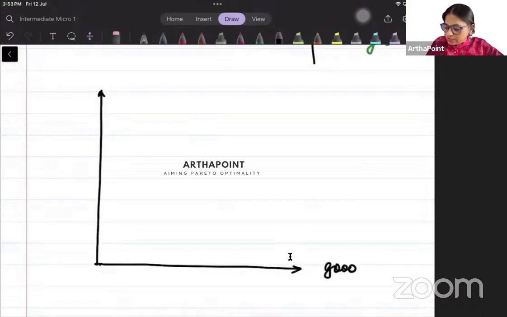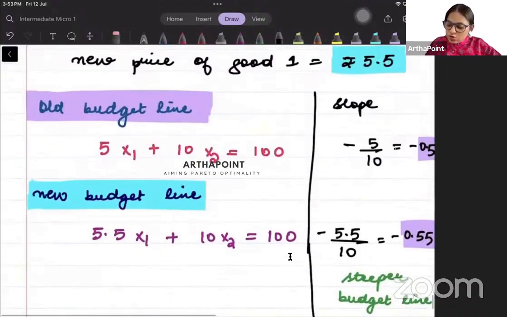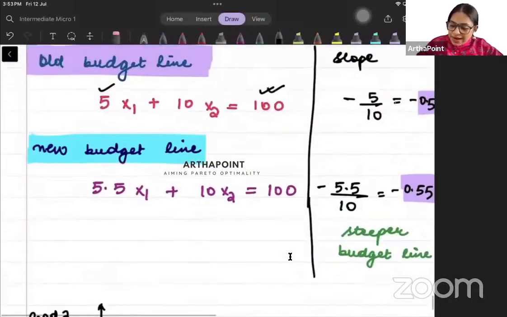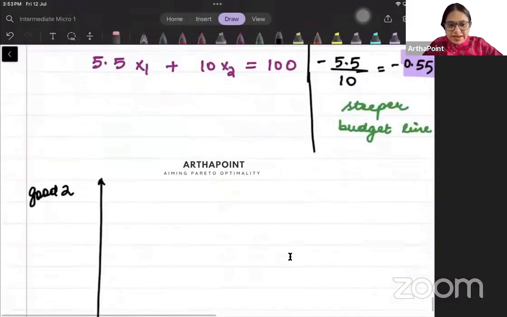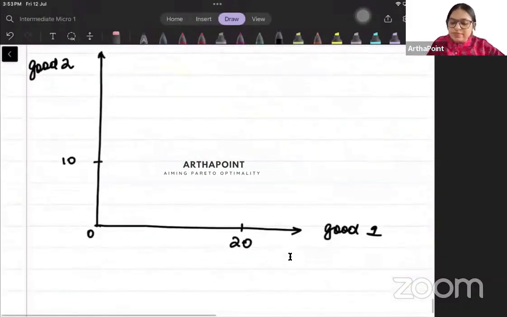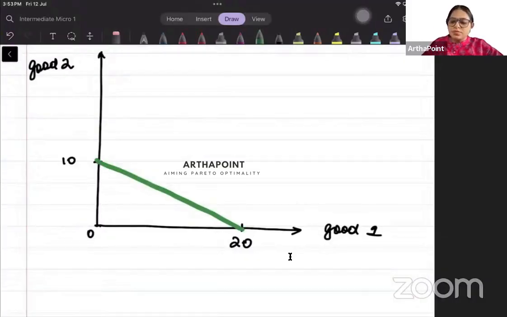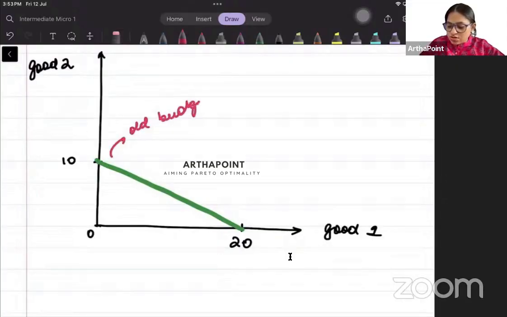Good one. Good two. बेटा what is, पहले देखो, m by p1, 100 divided by 5, that means 20. M by p2, 100 divided by 10, that means 10. Beta, this is my old budget line. This will be my old budget line.